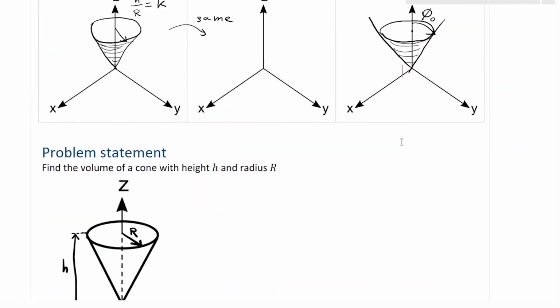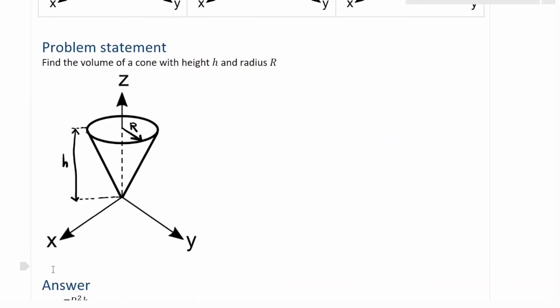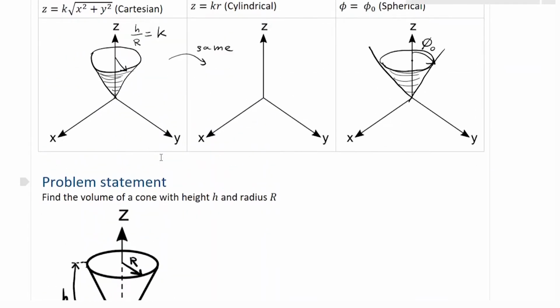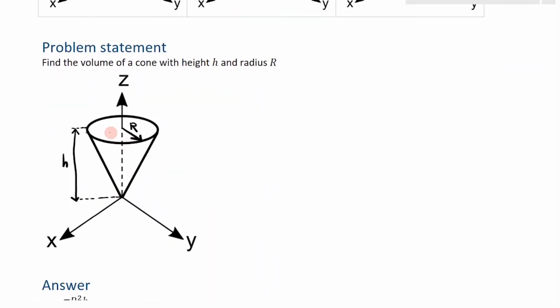Now let's do the actual problem. The problem is to find the volume of a cone with height h and radius r. And the cone is going to be oriented in this way. In Cartesian coordinates, it doesn't really matter too much, but for spherical coordinates, this description should make it a bit simpler to integrate.